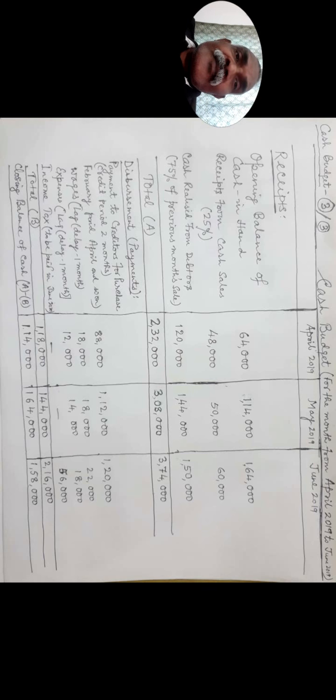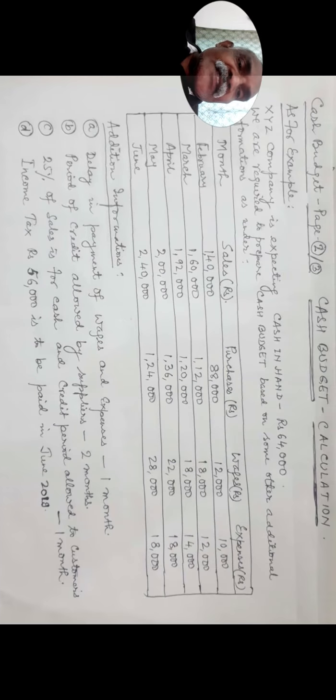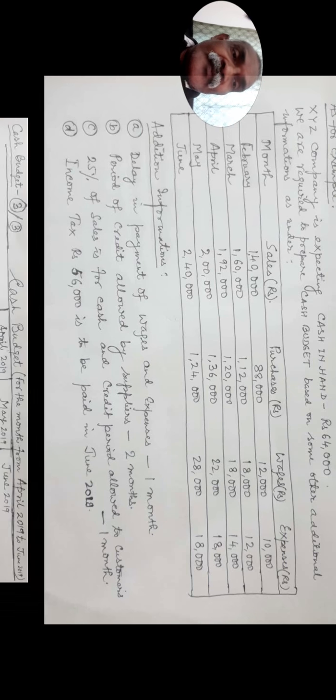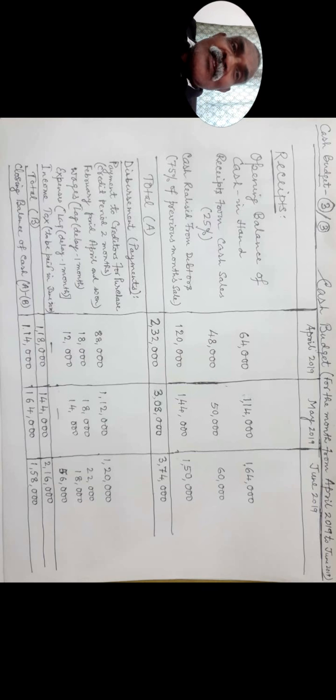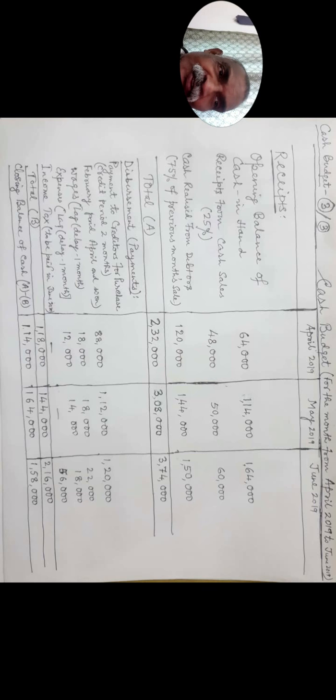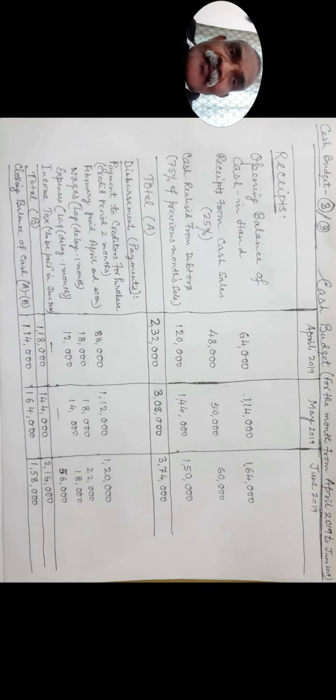Now income tax, you have already seen that income tax is to be paid in the month of June. April is nil, May is nil. In the month of June, you have written 56,000 rupees. So when you add all these, the total disbursement is 2,16,000 rupees. So this 2,16,000 rupees, when you deduct from 3,74,000 rupees, the remaining amount is 1,58,000 rupees.